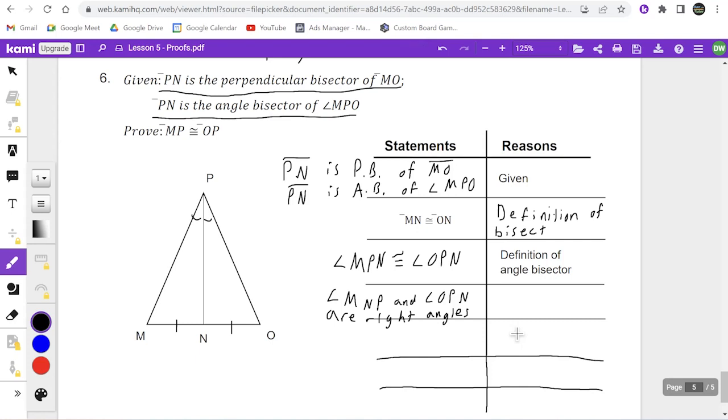MNP and OPN, that means this angle here and this angle here are both right angles. Any ideas? The correct answer is, it is true because of the definition. Well, not definition. Sorry. Let me erase that. All about right angles, correct? It's about right angles, yes. Perpendicular lines form right angles. And how do I know they're perpendicular? It's because of the very first given statement.